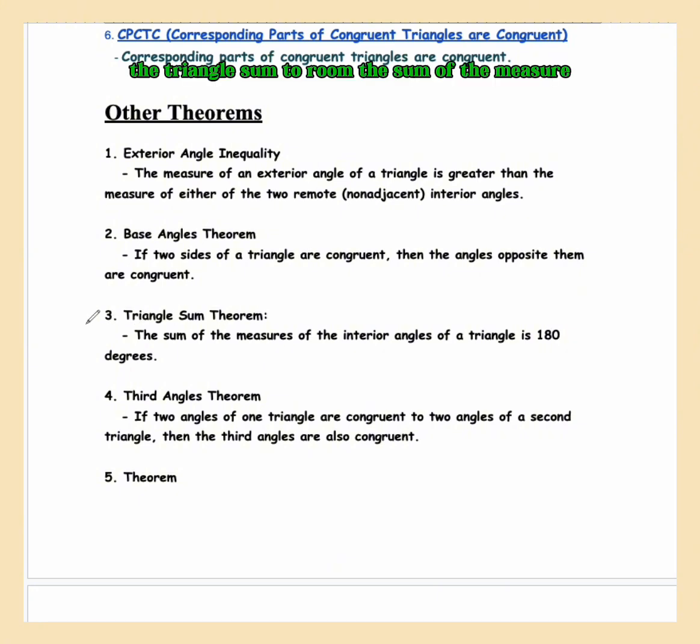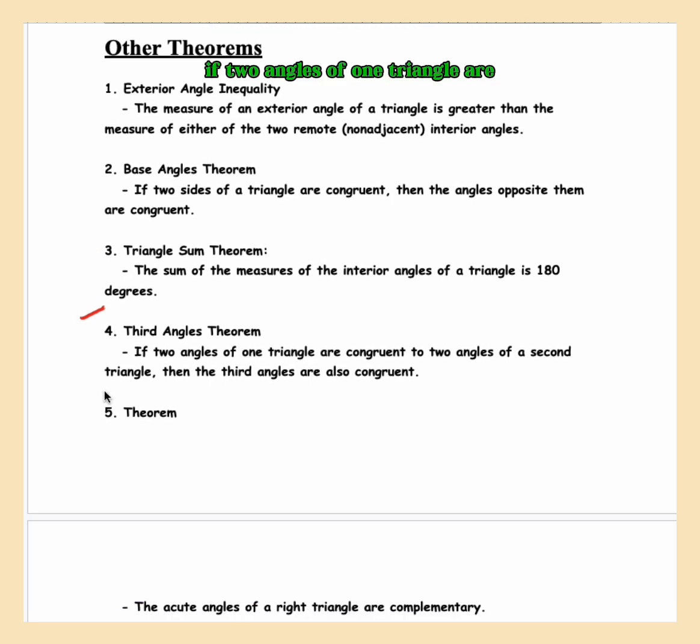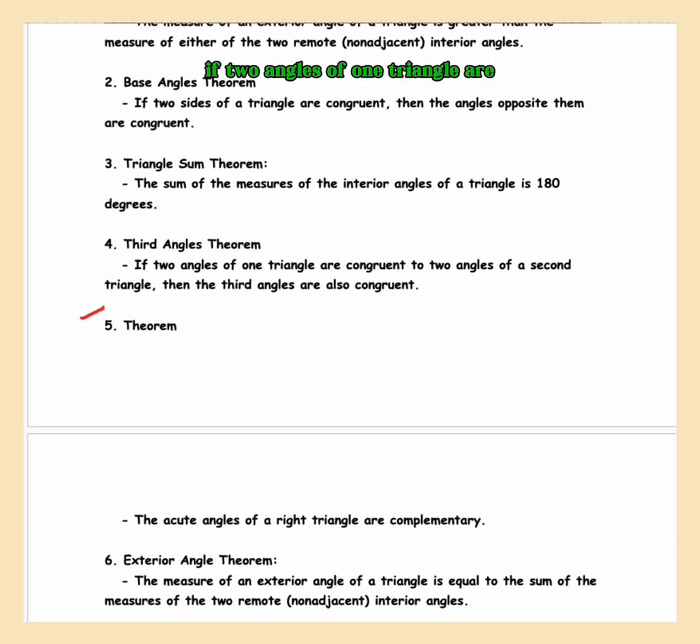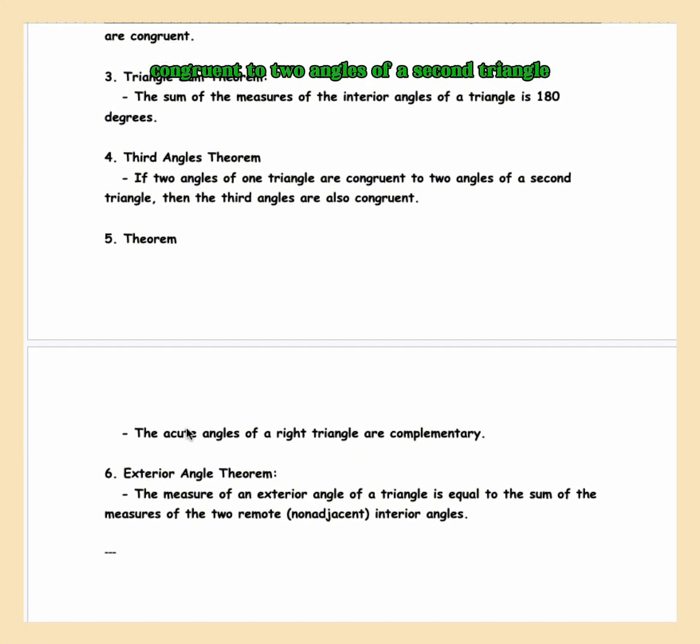The triangle sum theorem: the sum of the measures of the interior angles of a triangle is 180 degrees. Third angle theorem: if two angles of one triangle are congruent to two angles of a second triangle, then the third angles are also congruent.